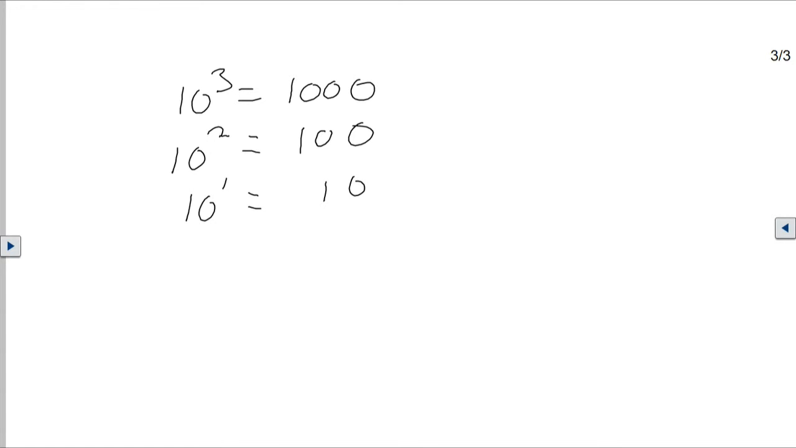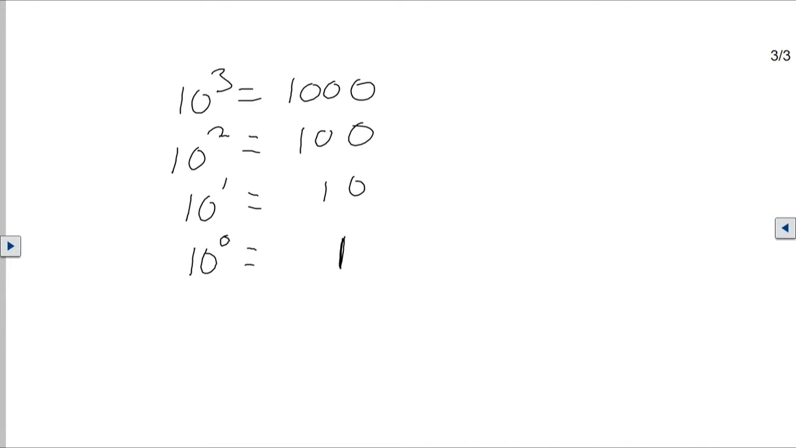Now, we start looking at the pattern. What's happening as we decrease? Well, we're dividing by 10. Some of you might know, well, we're just getting rid of a 0 or we're moving our decimal place over a spot, which is all true. So logically, what would be my next exponent? 10 to the third, 10 to the second, 10 to the first. Well, that would be 10 to the 0. I'm decreasing by 1 each time. If I follow my pattern on the right side and I get rid of a 0 or divide by 10, I'd see that 10 to the 0 power is 1.